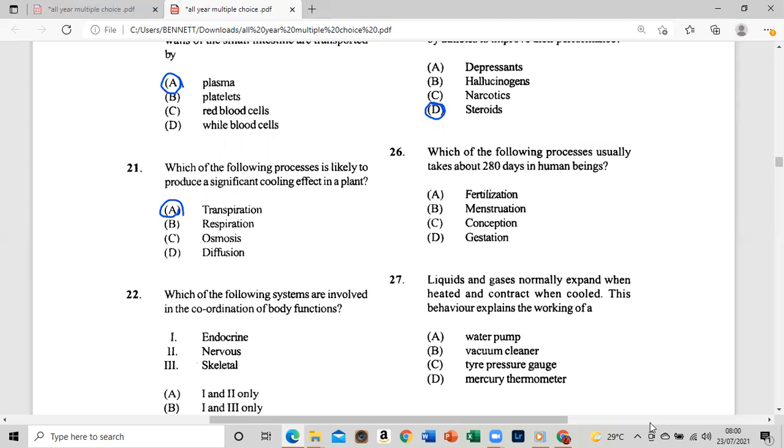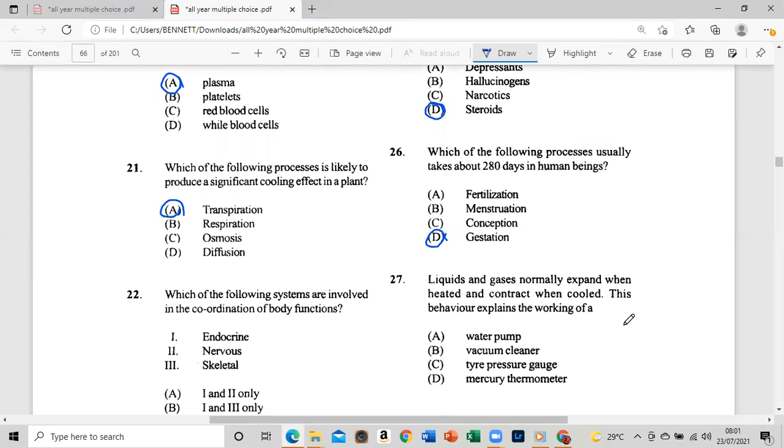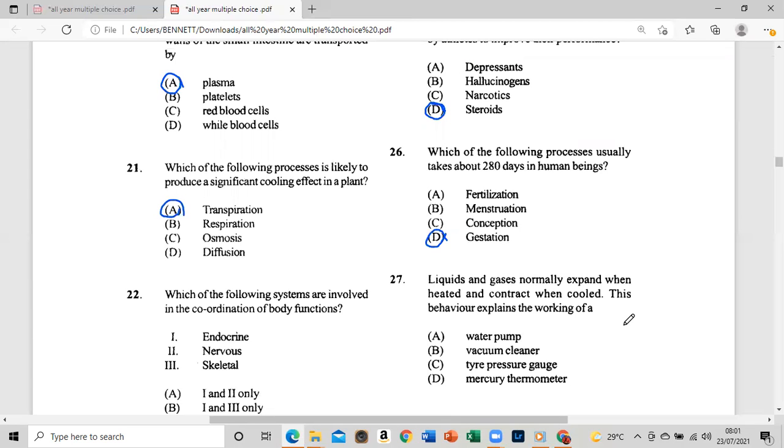And that is D, gestation. Let's move on to 27. Liquids and gases normally expand when heated and contract when cooled. This behavior explains the working of, we did this one on the other paper, and that is mercury thermometer.